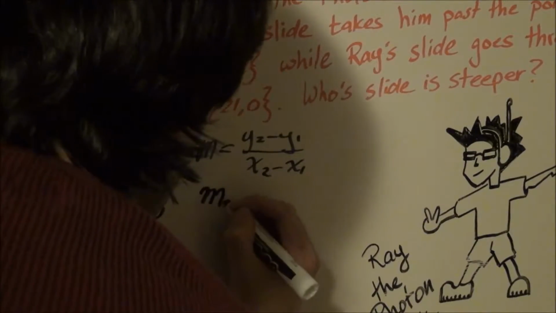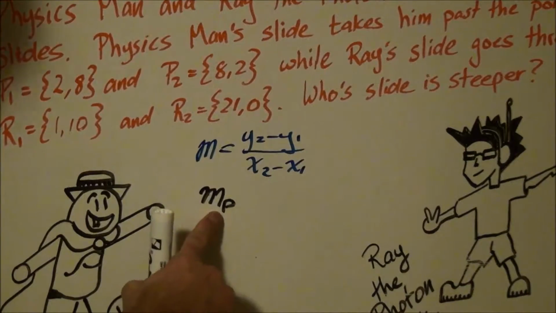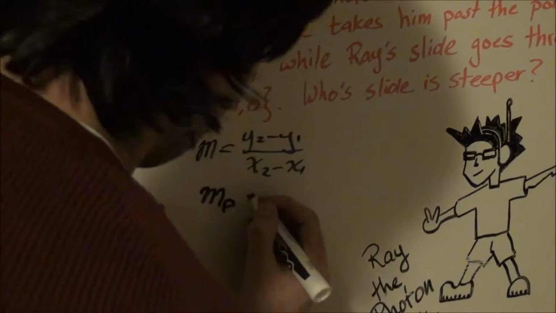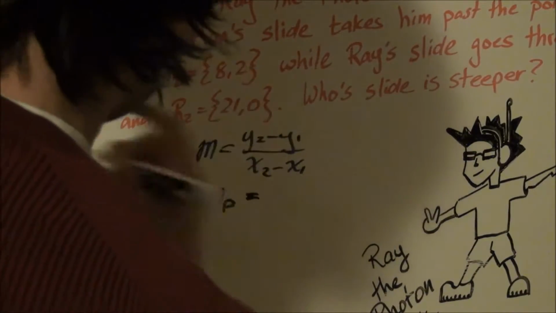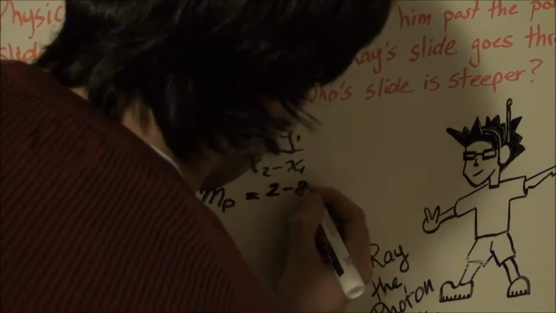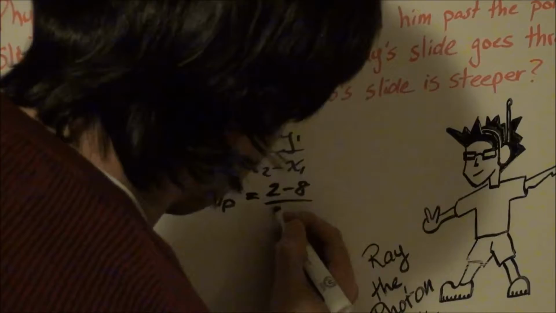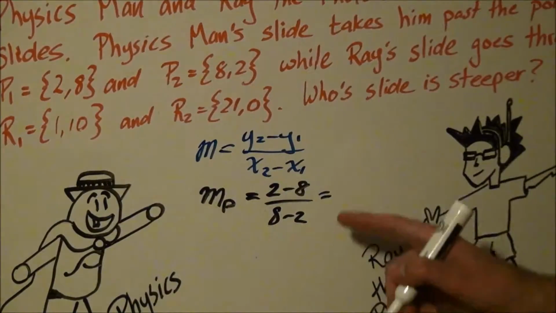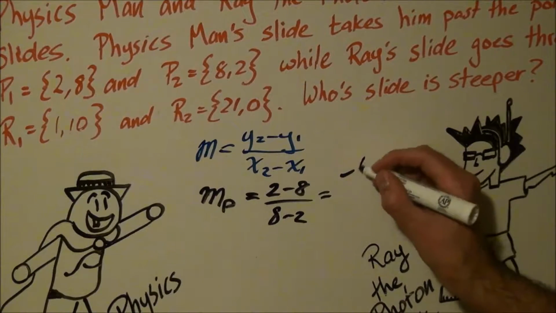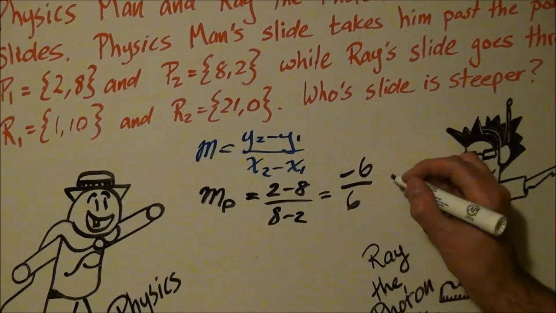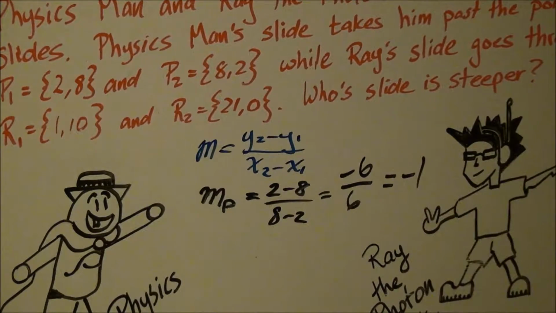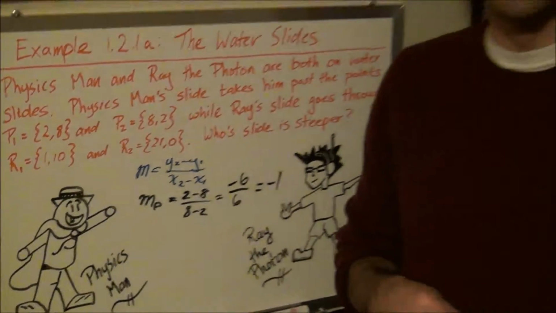So, the slope of Physics Man's slide, which we'll call MP, will be equal to 2 minus 8 divided by the change in x, 8 minus 2. This, of course, is equal to -6/6, which equals -1.